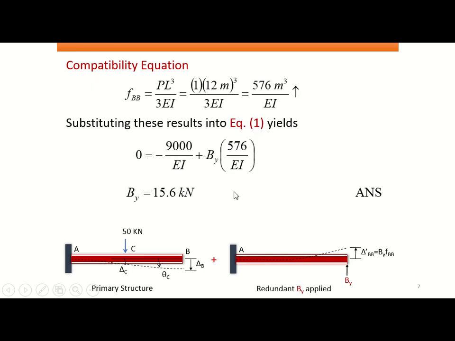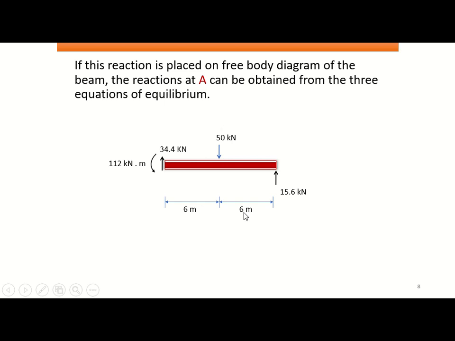So now the value of By comes out, which is 15.6. We now know that By is 15.6 kilonewton if we apply it and take the redundant as By. Then the free body diagram is drawn with this By. So these are basically the results of solving this structure.